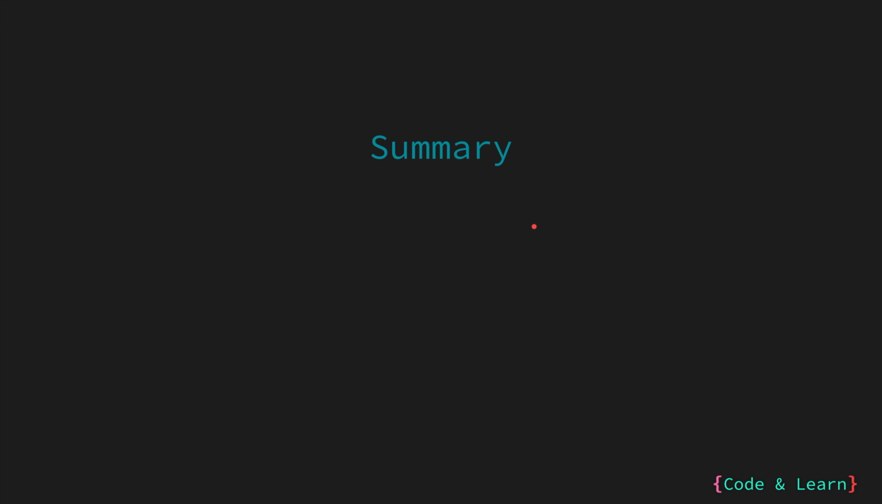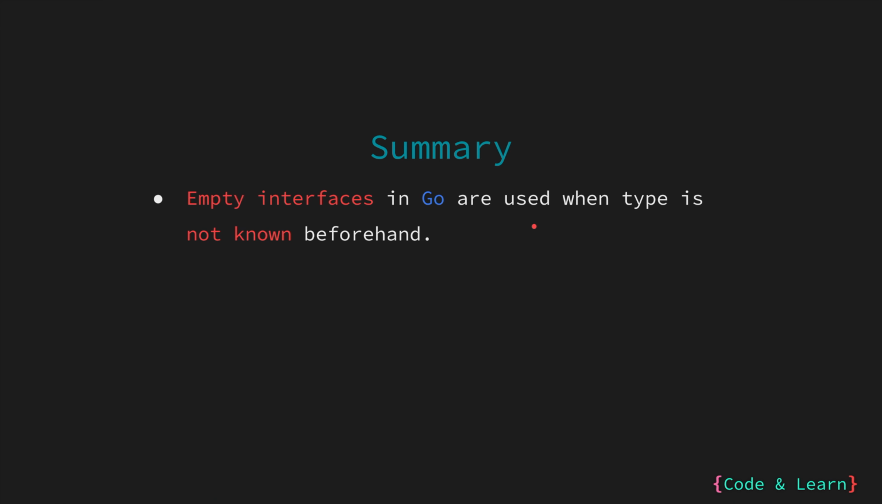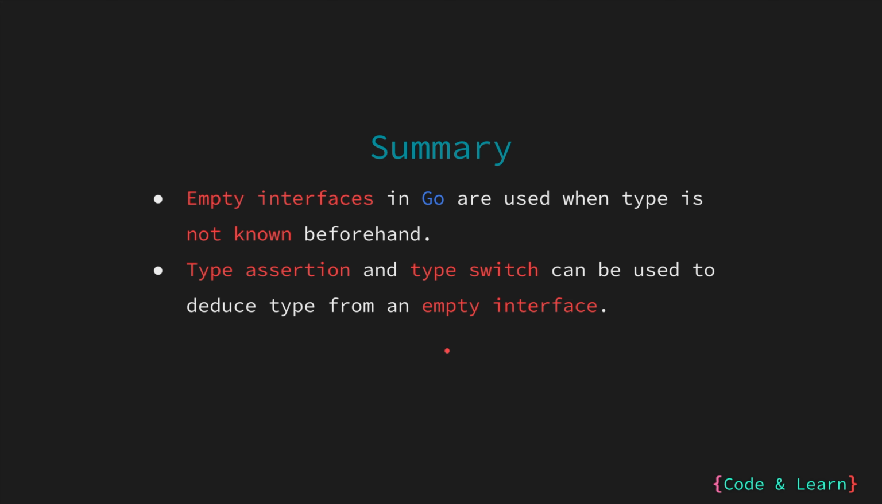Let's now summarize everything we have learned in this lesson. In this lesson, first we looked at how empty interfaces can be used to represent a value of any type, which is useful when the types are not known, like when reading a JSON file. Then we also looked at type assertion and type switch. Both can be used to turn an empty interface type into a concrete type.